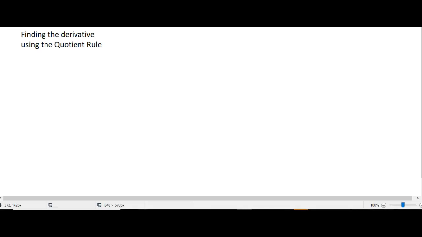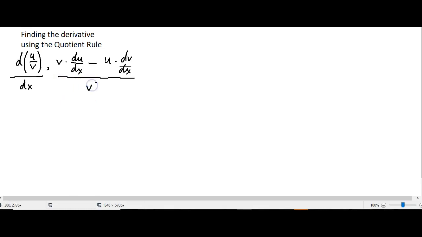Okay, so in this video I'm going to do an example of finding a derivative using the quotient rule. And so here's the quotient rule, just because maybe you haven't seen it yet. It states that the derivative of a quotient of two functions of x, u and v, which is what we will call them, with respect to x, is equal to v multiplied by du dx, subtract u multiplied by dv dx, all divided by v squared.